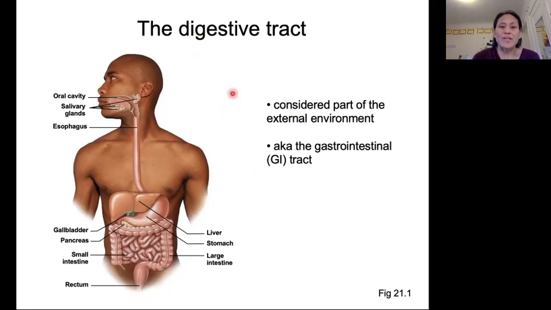It also goes by the name the gastrointestinal tract or the GI tract. Okay. I also just want to point out really quickly that in addition to the main digestive tract, the tube that runs through our body, we have some accessory organs such as the liver, the gallbladder, the pancreas, that secrete things, deposit things into the digestive tract to help us process the materials that are in there.